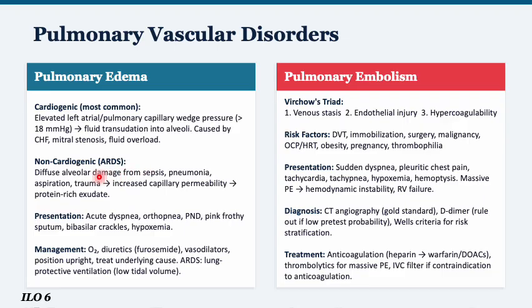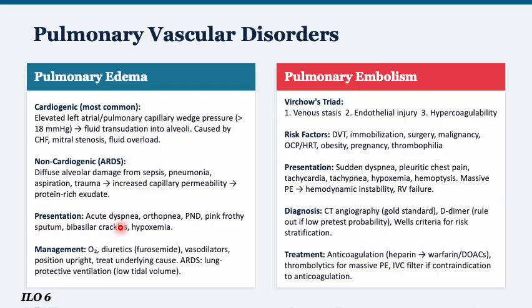In a non-cardiogenic state, this can be seen in ARDS, which is acute respiratory distress syndrome. There is a diffuse alveolar damage from sepsis, pneumonia, aspiration, or trauma. It increases the capillary permeability, and you have a protein-rich exudate that comes out, which is different from the cardiogenic, which is a transudate.